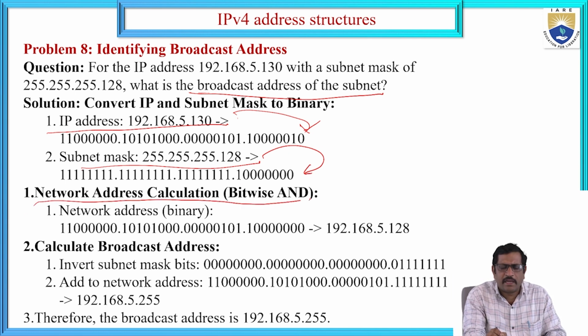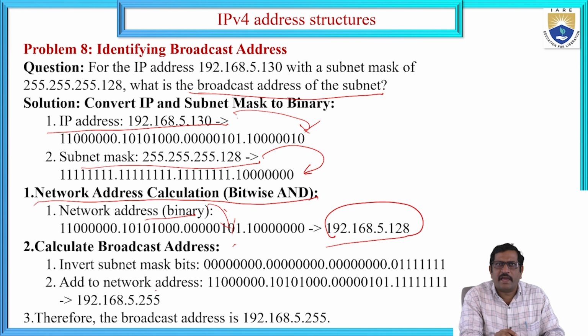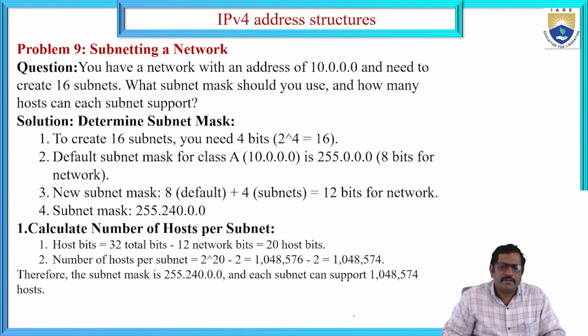Network address calculation uses bitwise AND, giving the network address in binary format. Then the broadcast address can be calculated: take the inverted subnet mask and add it to the network address. So it is the broadcast address of that particular device. Therefore, the broadcast address is 192.168.5.30.